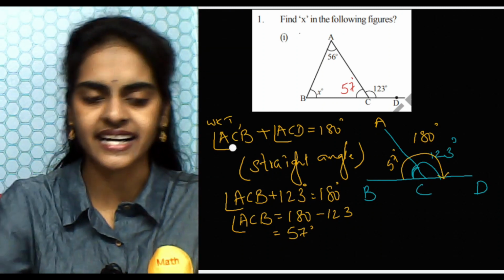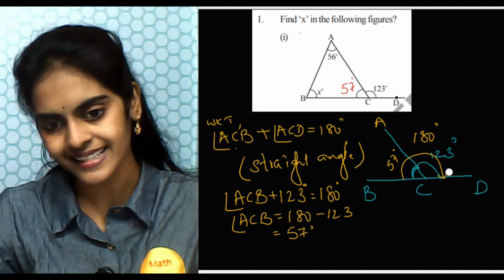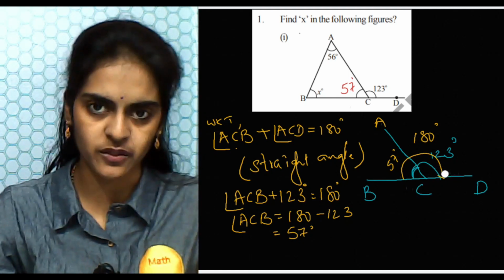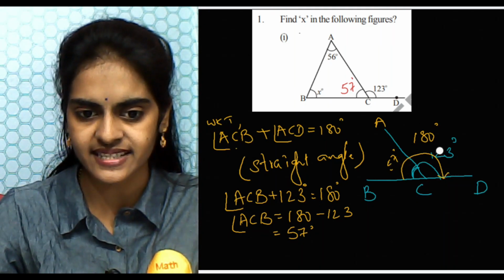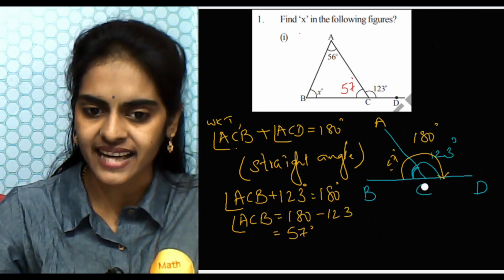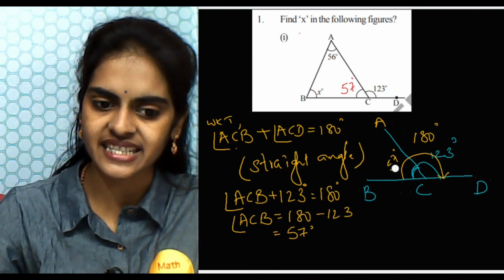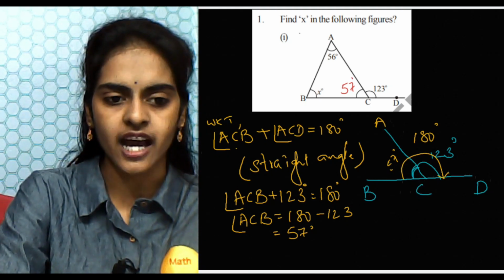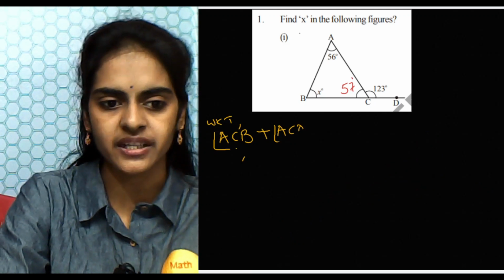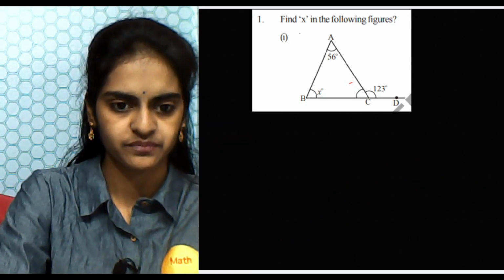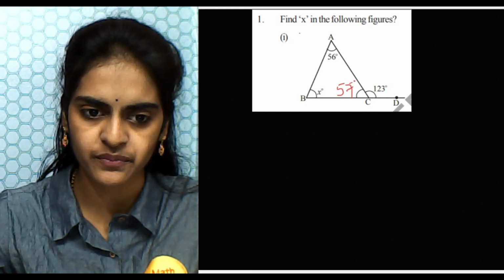Firstly we have taken this straight angle, so here you know this complete angle is 180 degrees and this angle is given to you, it is 123. So angle ACB plus angle ACD is nothing but 180. From that I got this value, 57 degrees. Now let us take the complete triangle. You can see you have a complete triangle here, and this is 57 degrees we got.